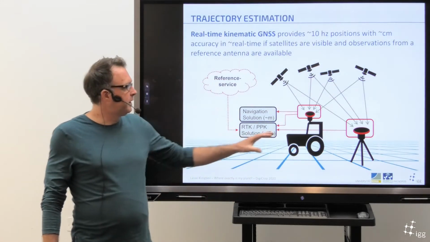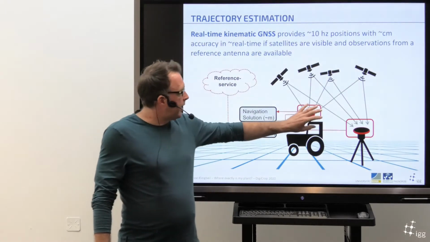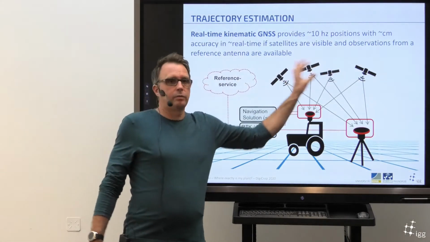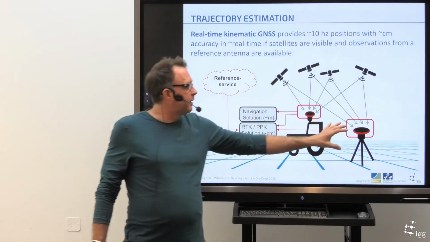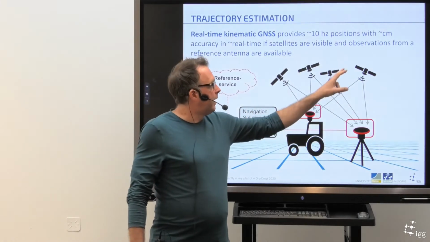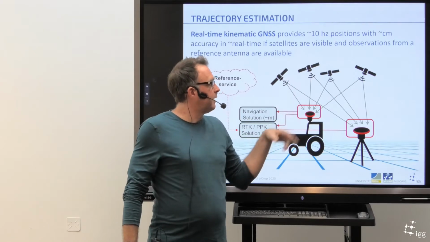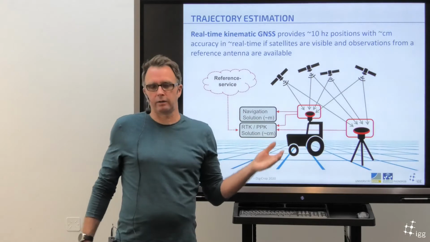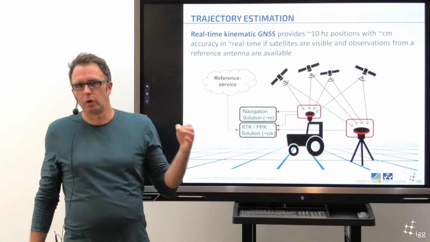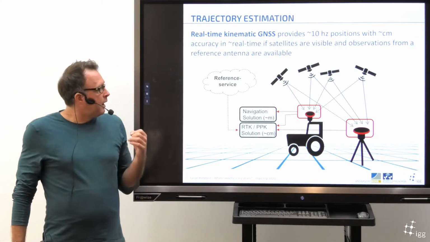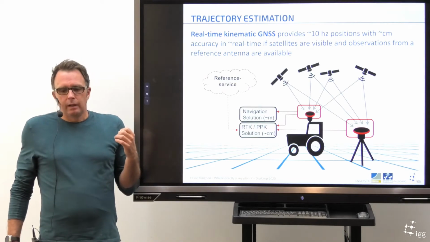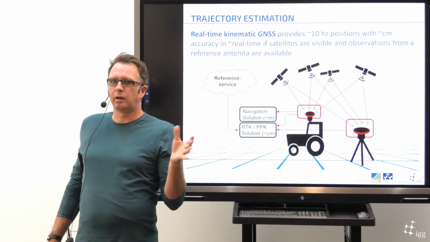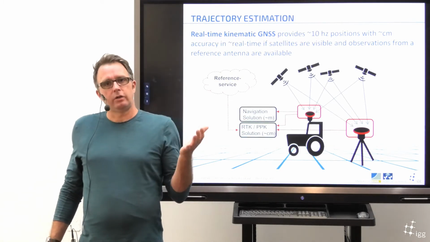It depends on the fact that you have reference data available, which means that I have my satellite here, my receiver here, I get my satellite observations, and I have another antenna somewhere on a fixed position where I observe the same satellite observations, and then I can do some differencing and remove a lot of errors. So this is what I need to do to go down to the centimeters.